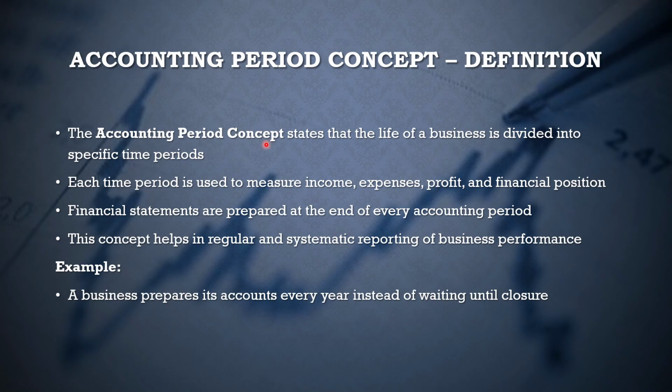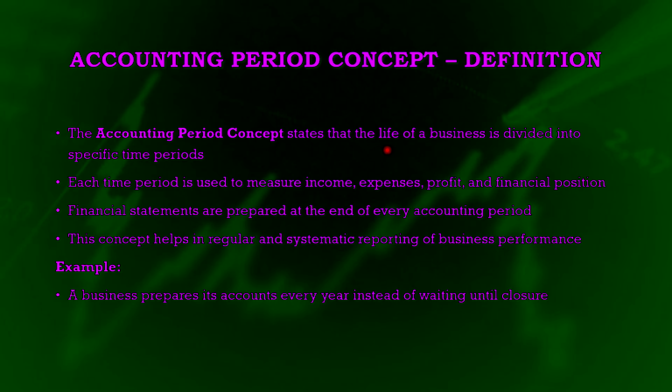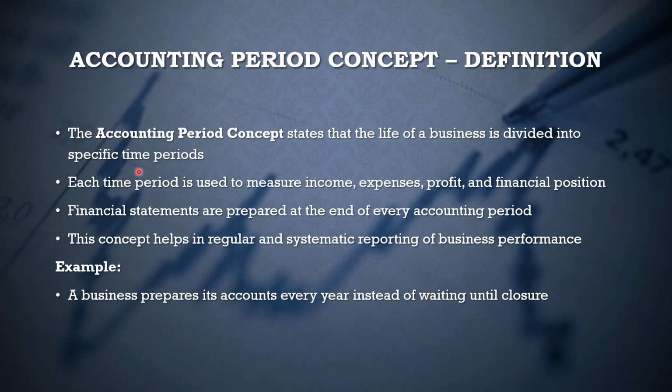So the accounting period concept explains that the life of a business is divided into specific time periods. Each of these periods is used to measure income, expenses, profit, and the overall financial position. At the end of every such period, financial statements are prepared. This allows business performance to be reported on a regular and systematic basis instead of waiting until the business comes to an end. For example, a business prepares its accounts every year rather than waiting until it closes down.